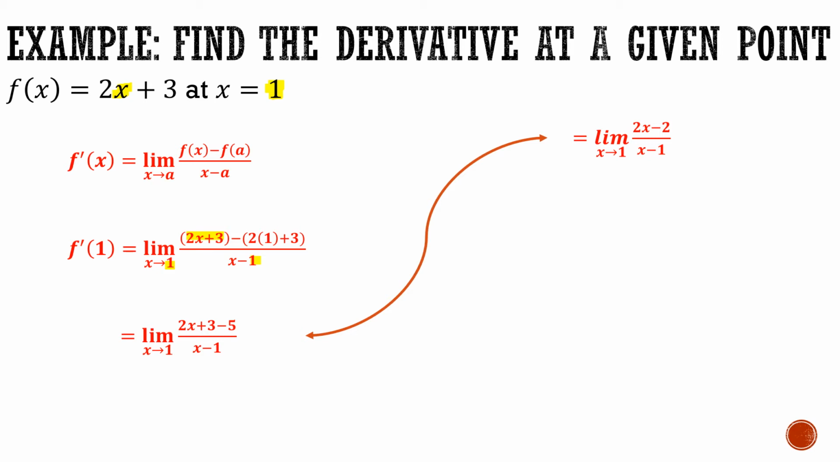From there, I would factor out a 2, so I have 2 times x minus 1 over x minus 1. Then I can cancel out because this x minus 1 up top is the same as this x minus 1 on the bottom. I'm left with the limit as x approaches 1 of 2. From last unit, you learned that the limit of a constant is that constant. So the limit as x approaches 1 of 2 is simply 2. In other words, the derivative at that point, or the slope of the tangent line at x equals 1, is 2.